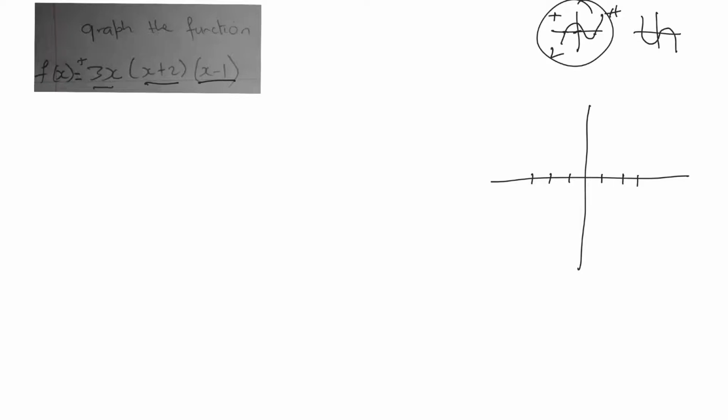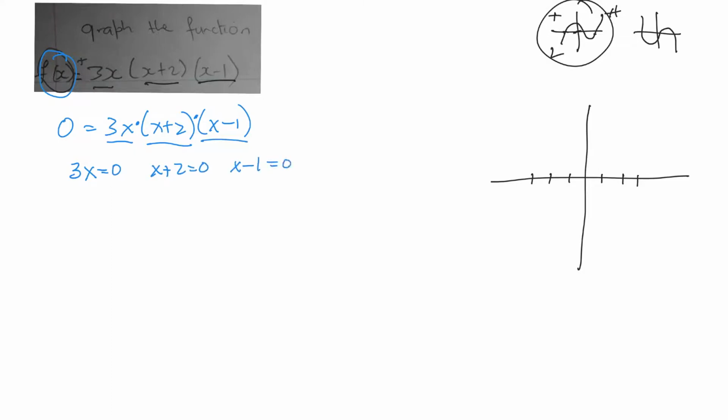Okay, so to find the zeros of the function, you let f of x equal 0. So f of x equals 0. So I'll put a 0 there, equals 3x times x plus 2 times x minus 1. So to find the zeros, I can use the zero product property, because this times this equals 0. One of them has to be 0. So either 3x is 0, or x plus 2 is 0, or x minus 1 is 0.